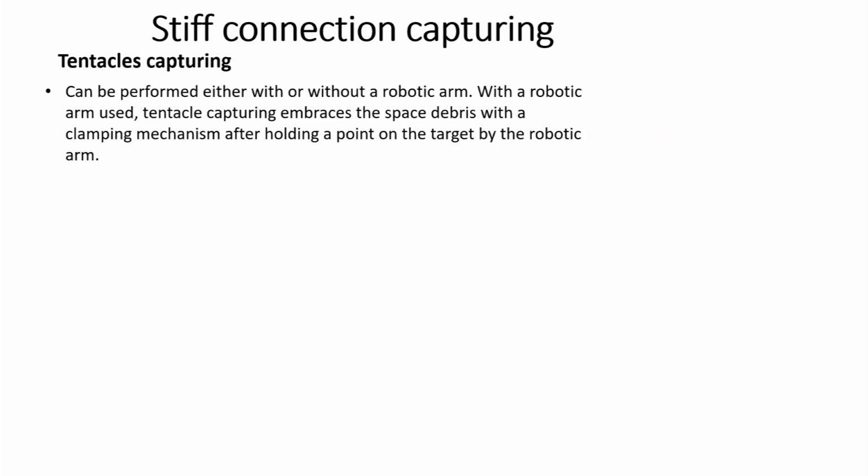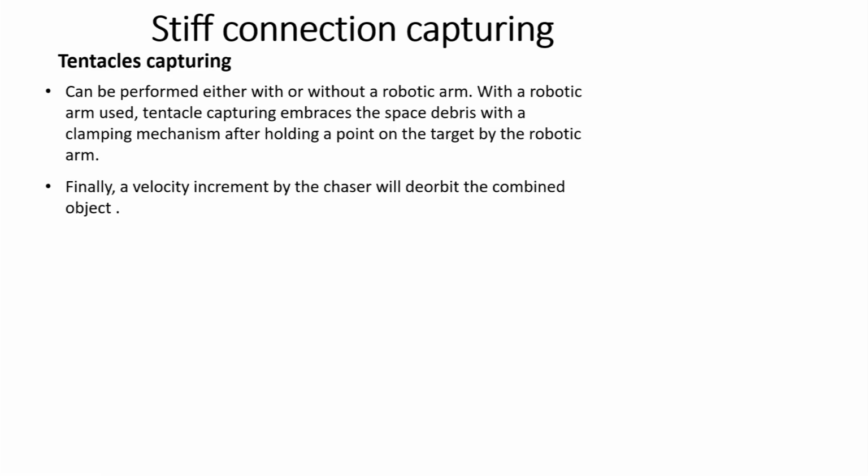So, now we will see a few examples. How can this be performed? This can be performed either with or without a robotic arm. With a robotic arm used, tentacle capturing embraces the space debris with a clamping mechanism after holding a point on the target with the robotic arm.